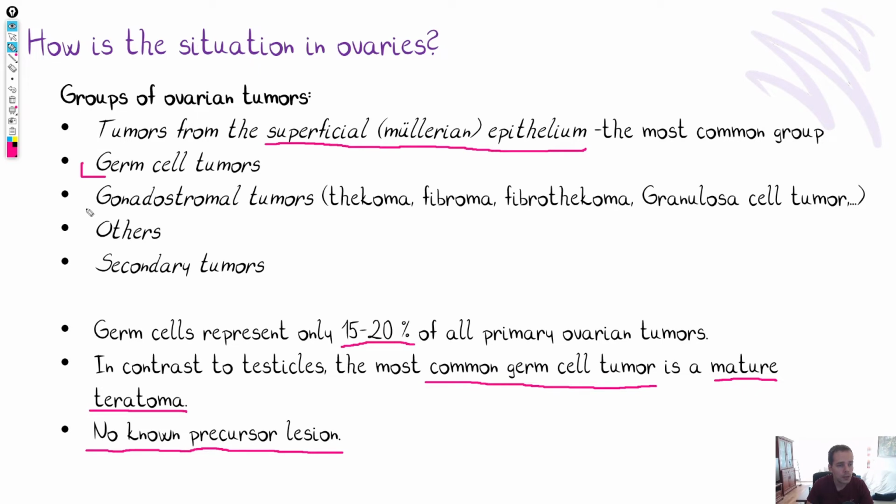Also in ovaries we can see gonadostromal tumors. In this case it would be the tumor differentiating towards granulosa cells, which we call a granulosa cell tumor. There could be thecomas, fibromas, fibrothecomas, but again it's a different topic. And also in ovaries we can have some other tumors and metastatic tumors.